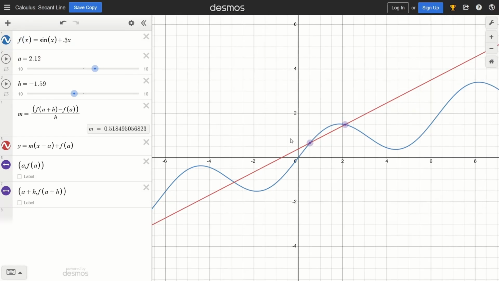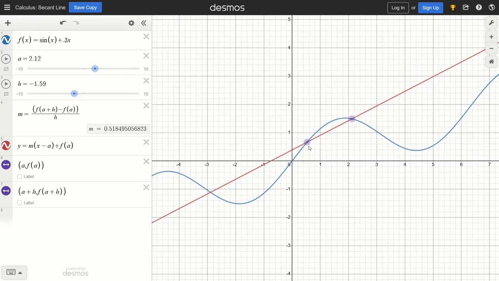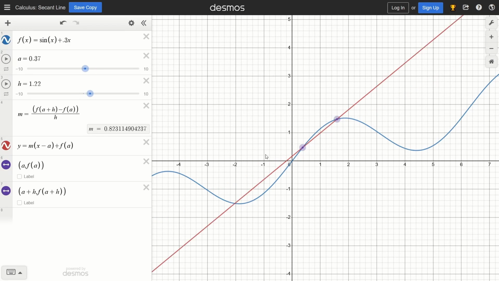Here we have 2 points, a comma f of a, and a plus h comma f of a plus h, and the h again is the distance horizontally between these two purple points. And this red line is the secant line. M is the gradient. We multiply by x minus a and add f of a.